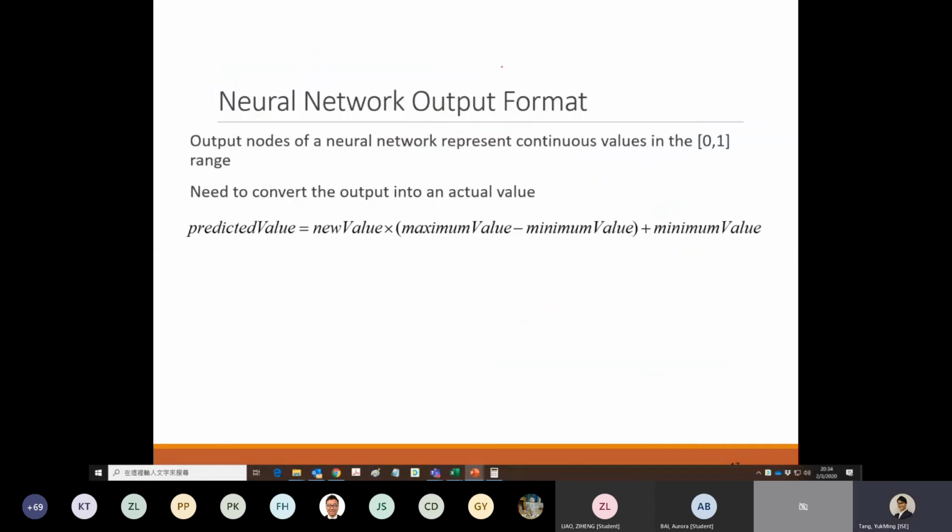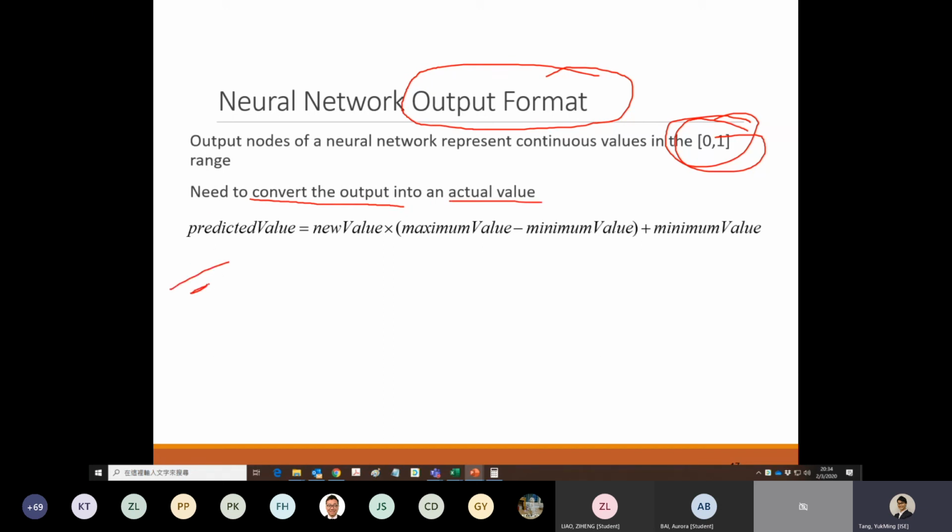How about the output? The output format is also similar. The output values must be between 0 to 1. So how can we convert the output value into actual value? Then we need to use this equation.